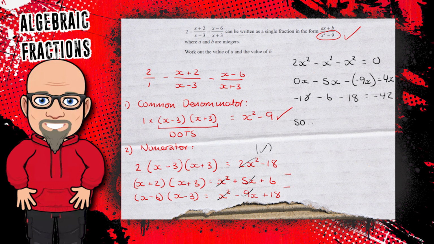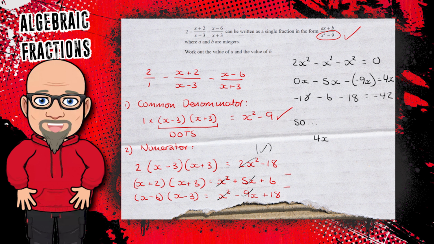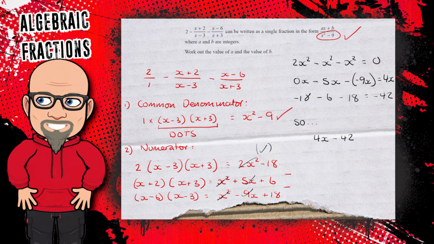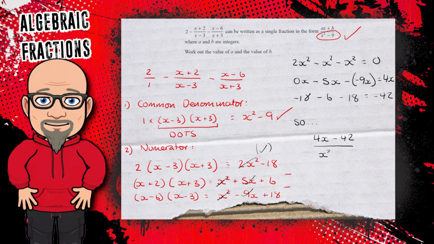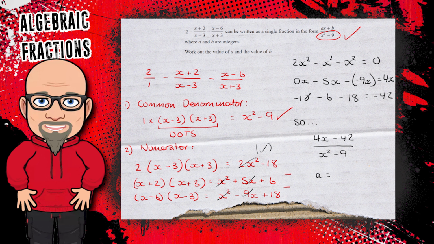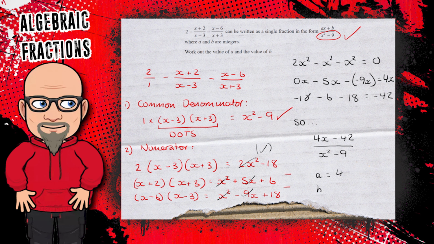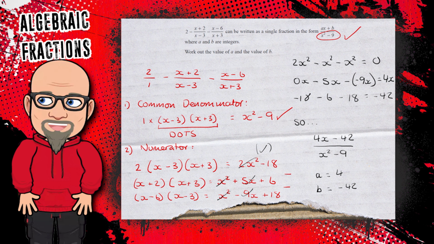All that I need to do now is just assemble my algebraic fraction in the format that we've been given, which is 4x minus 42 over x squared minus 9. And then just for clarity, that means that a equals 4 and b equals negative 42. And there you have it.